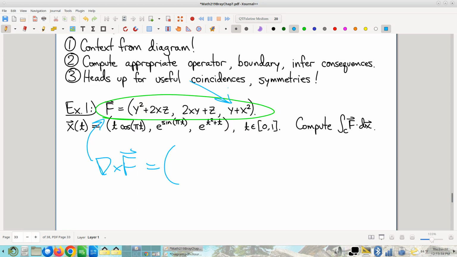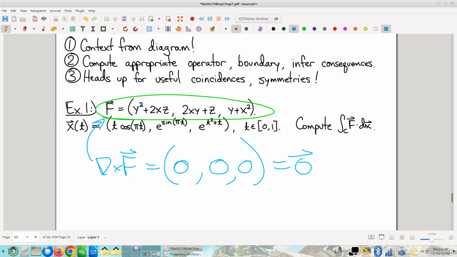We're going to take the y partial of that, and then we're going to subtract the z partial of that, which gives me 0. Then we're going to take the z partial of that, which is 2x, and then subtract the x partial of that, which is also 2x. So again, 0. And then lastly, the x partial of that, which is 2y, minus the y partial of that, which is 2y. And so again, 0. So I just computed the curl, got 0.